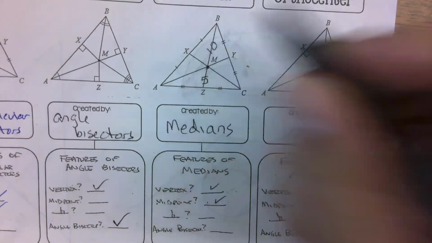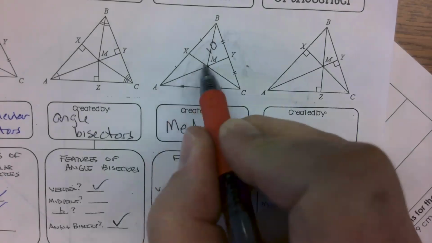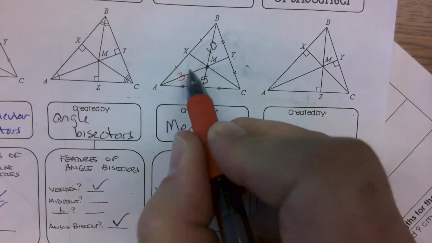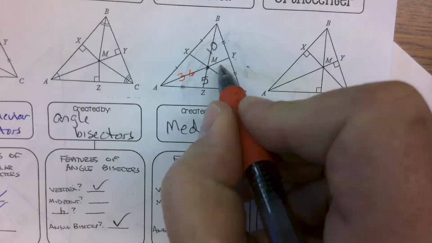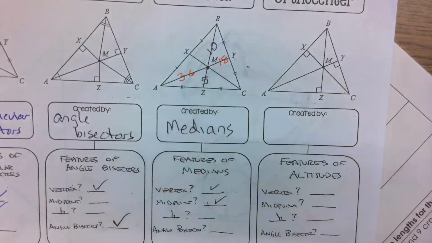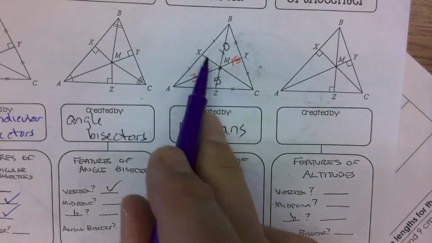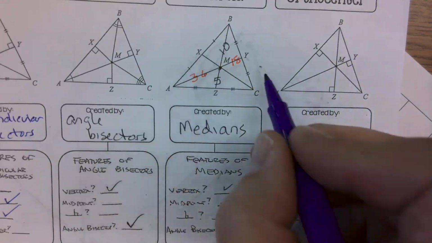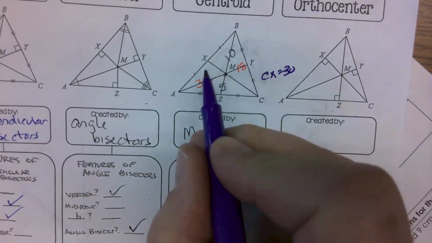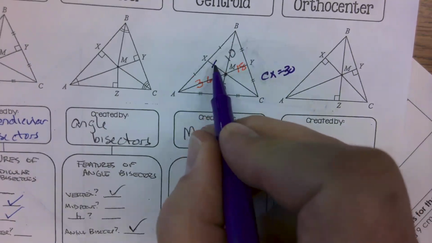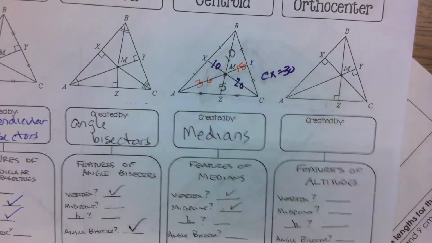10. And if I know that this longer part is, let's say, 36, how long is the shorter part? Half of that, or 18. And if I know that this whole median is 30 units, then this one is 10 of it, 1/3, and this one is 20 of it, to make a total of 30.